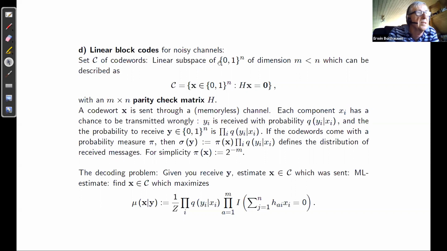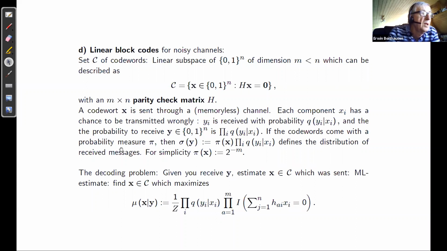So in this case, where you just have the alphabet 0, 1, you just have to specify with which probability you receive 0 if you have sent 1, or with which probability you receive 1 if you have sent 0. That's given by this Q. So memoryless refers to the fact that what you receive in the end is a sequence of length n, and the probability given that you have sent x is given by this product measure here.